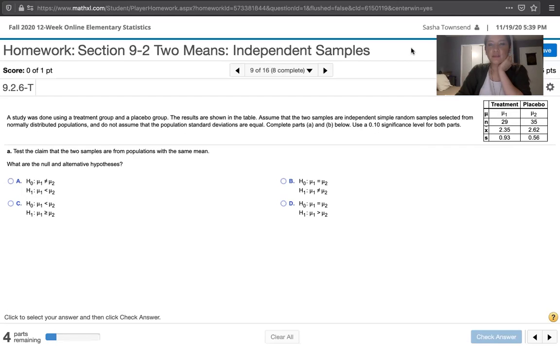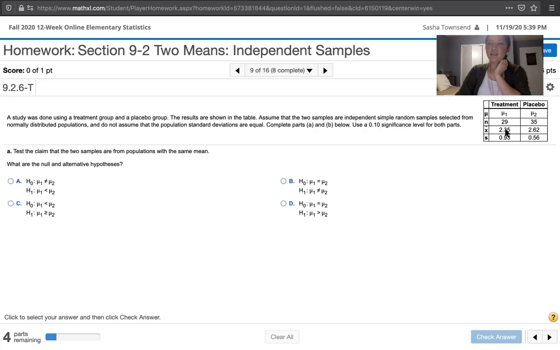Assume that the two samples are independent simple random samples selected from normally distributed populations, and do not assume that the population standard deviations are equal. Complete parts A and B below. Use a 0.10 significance level for both parts. Now we're told that the treatment group will have a mean represented by mu sub 1, and the placebo group has a population mean represented by mu sub 2.